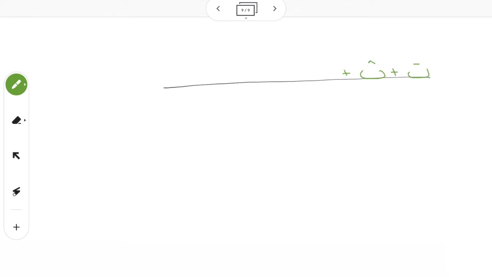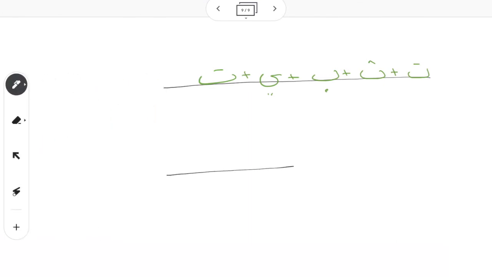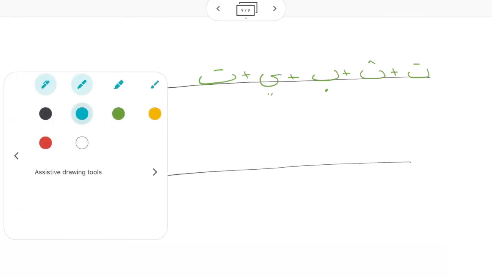Tath. What letter is that? Good. B. Tathbi. B. Letter ba. Tathbeet. What makes the E sound? We just did it, the letter ya. Tathbeet. Ending with a ta. Now connect them.